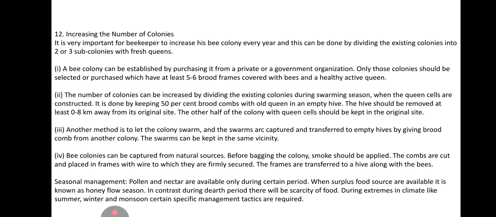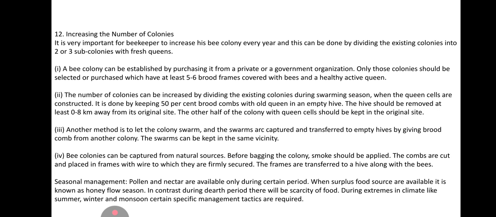Then increase the number of colonies. It is very important for beekeeper to increase his bee colony every year, and this can be done by dividing the existing colonies into 2 to 3 sub colonies with fresh queens. A bee colony can be established by purchasing it from a private or government organization. Only those colonies should be selected or purchased which have at least 5 to 6 brood frames covered with bees and a healthy active queen.